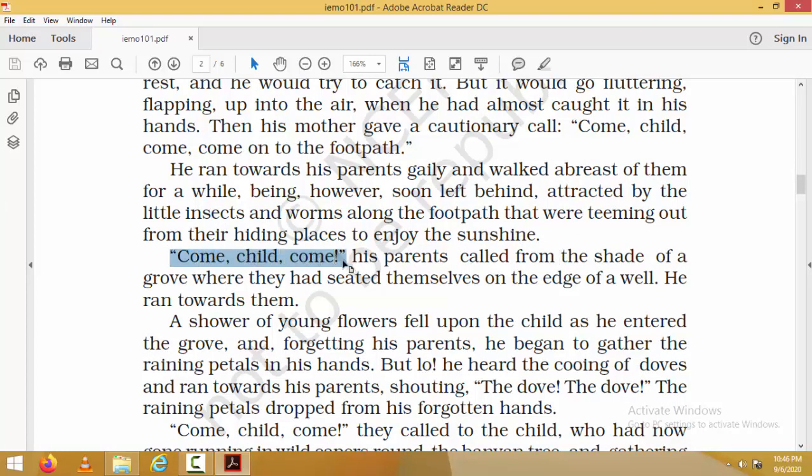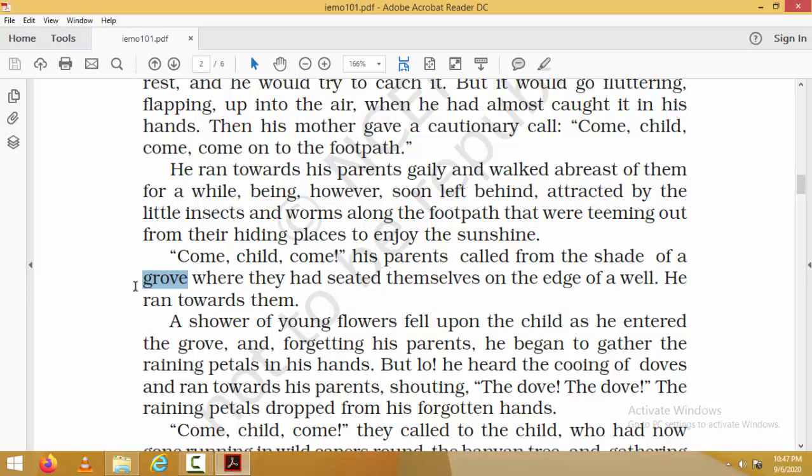Come, child, come. His parents called from the side of a grove where they had seated themselves on the edge of a wall. A grove means nothing but a group of trees. And where they had seated themselves, they were sitting on the edge of the wall.